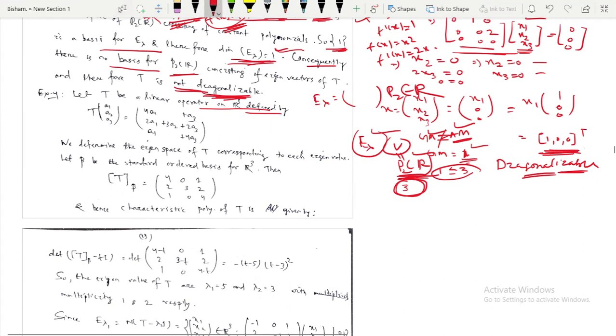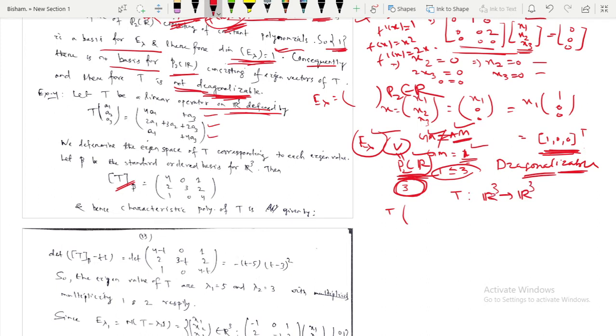Then the next problem: T is a linear operator on R3 defined by T of A1, A2, A3 is 4A1 plus A3, 2A1 plus 3A2 plus 4A3, and A1 plus 4A3. So if a transformation is given, you have to find the corresponding matrix associated with this transformation. So what is the problem here? Here T is a mapping from R3 to R3.